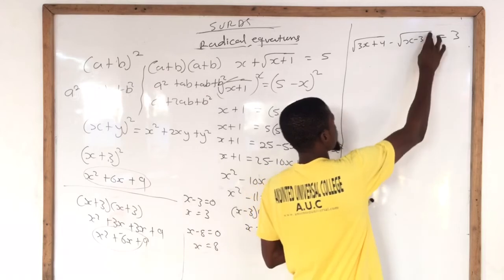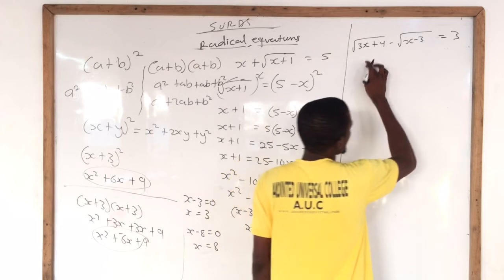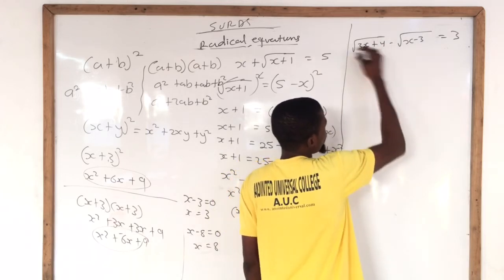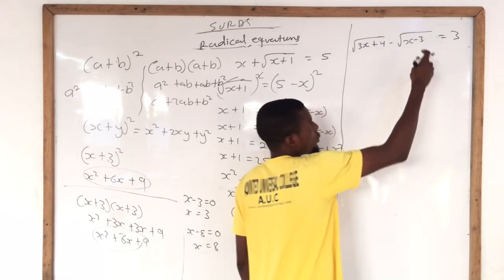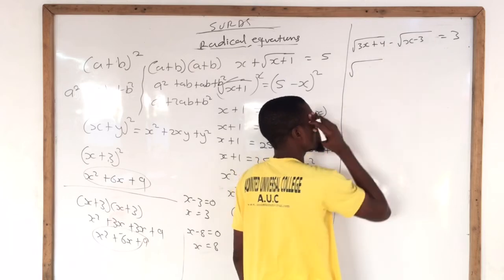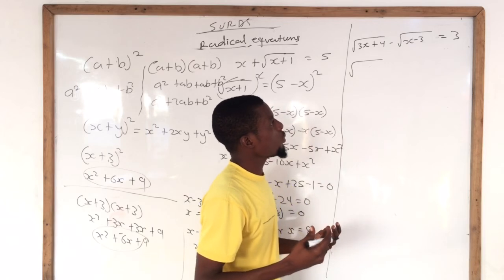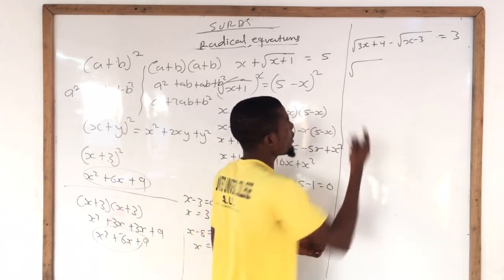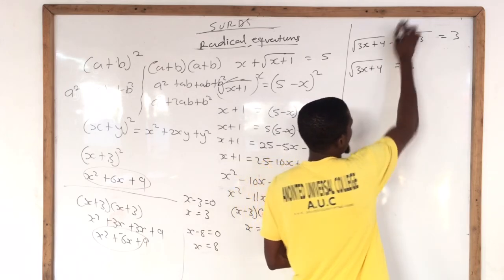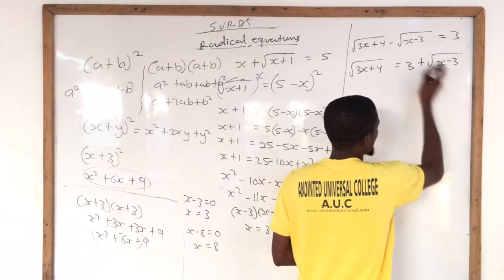So solving this particular question, you realize that squaring two root signs is going to be difficult. So let me rather shift one here to make it easier for me. It doesn't mean squaring these two will give you a wrong answer, but we are looking at which solution will make it less stressful for us, okay? So we have root of 3x plus 4 equals 3 plus root of x minus 3. Let me rather move this one there because squaring these two will be easier for me.